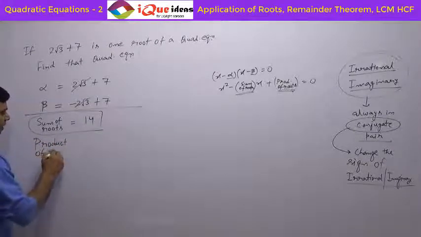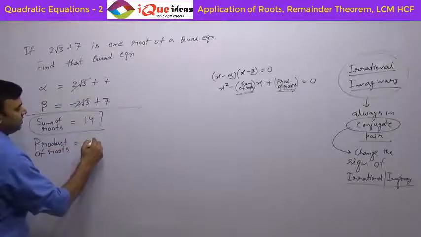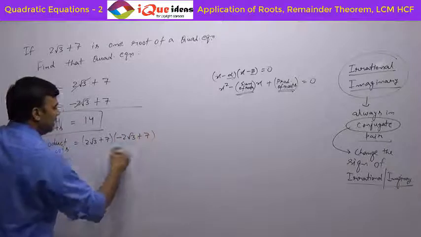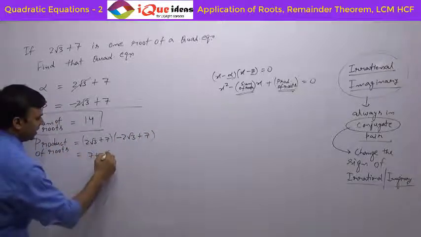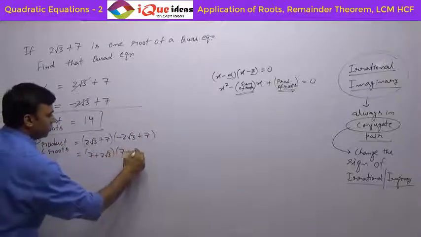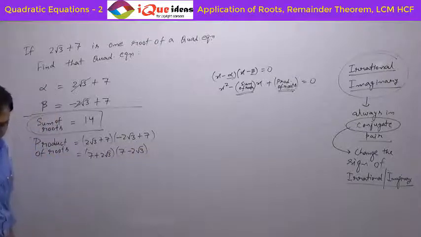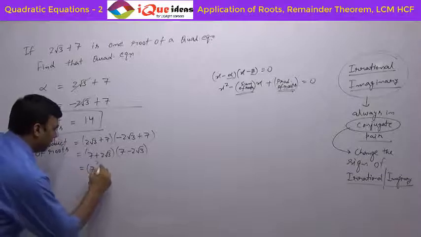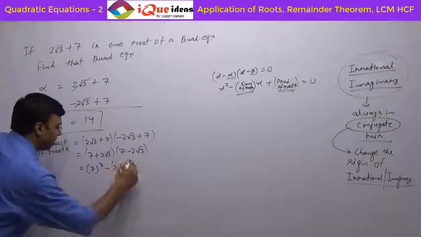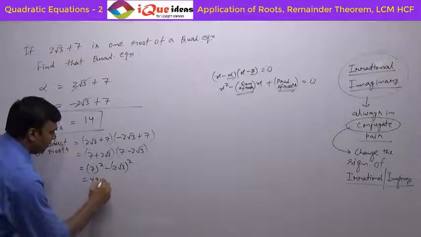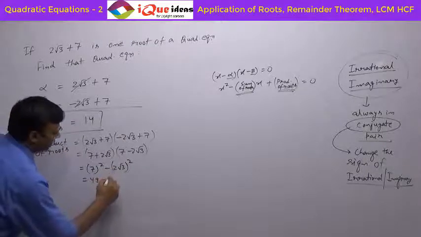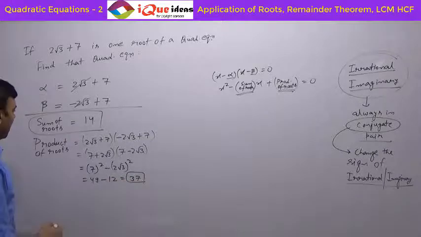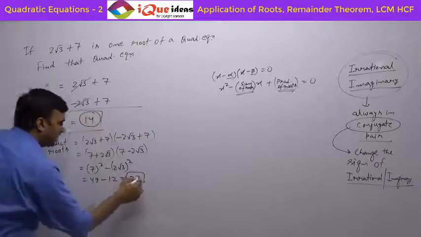Product of roots will be equal to, we can see the roots are 2 root 3 plus 7 into minus 2 root 3 plus 7. Now this is actually 7 plus 2 root 3 into 7 minus 2 root 3. Okay, so it is (a plus b) into (a minus b), and it becomes 7 square minus (2 root 3) square. Now 7 square is 49 minus (2 root 3) square is 4 into 3, that is 12. So 49 minus 12 is 37. So now we have the sum of roots and the product of roots.